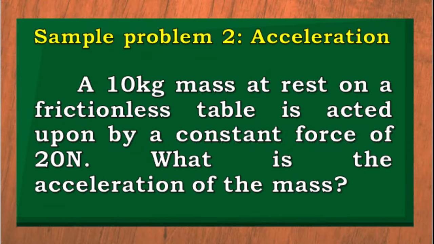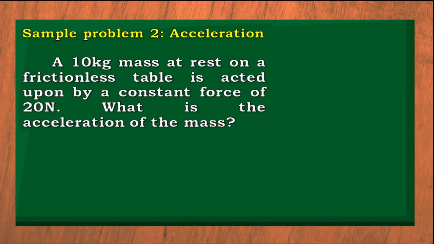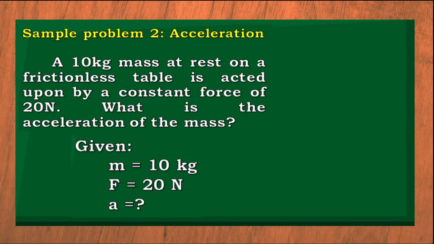A 10 kilogram mass at rest on a frictionless table is acted upon by a constant force of 20 newtons. What is the acceleration of the mass? Our given values are mass is equal to 10 kilograms, while force is equal to 20 newtons. And our unknown is acceleration. The equation to be used if acceleration is unknown is acceleration is equal to force divided by mass.